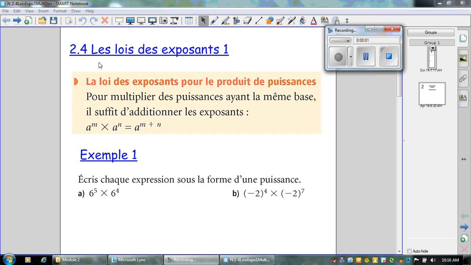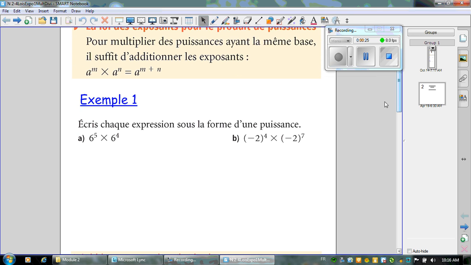Look at the exponent laws. The first one that we're going to see is the law of product of powers. So product of powers, produit de puissance. Here's how the law works: if you have the same base, that's the most important thing, you need the same base, then when you're multiplying same bases, you can add the exponents together. Okay? So here are a couple of examples.